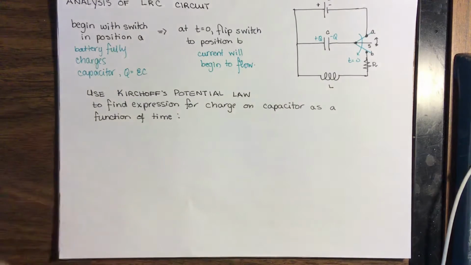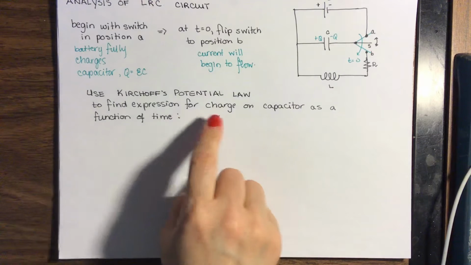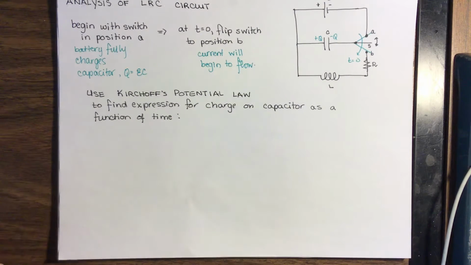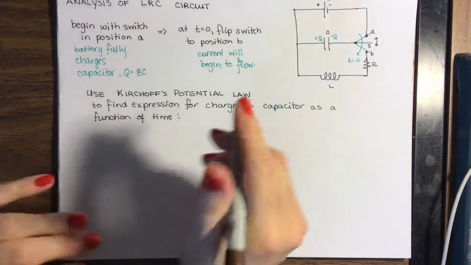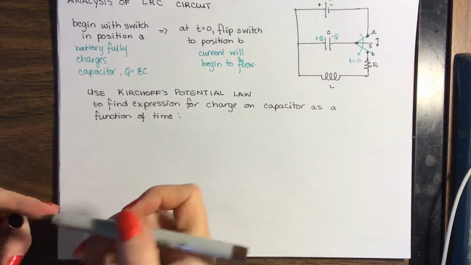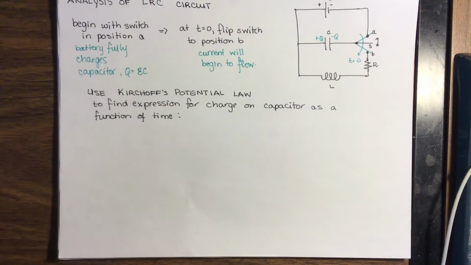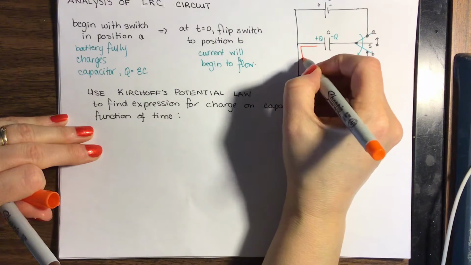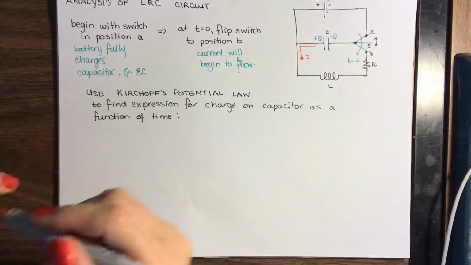We'll use our same tool for circuit analysis. We'll write Kirchhoff's potential law, and we'll use that to find the charge on the capacitor. So for Kirchhoff's potential law, let's identify a loop and let's identify the current. So the current is going to flow. The positive charge will leave the capacitor plate. So this is what the current flow will look like.